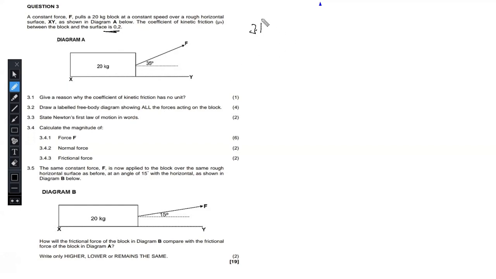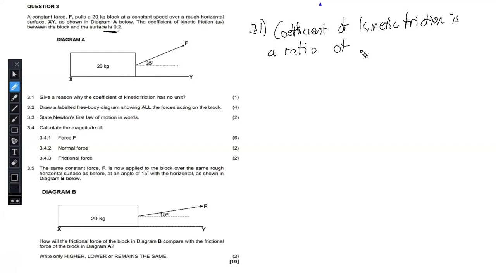Right. So, if we check here, our reason would be that the coefficient of kinetic friction is a ratio of two forces. And those two forces we are talking about are your kinetic friction and your normal force. So from Fk is equal to mu k times N, if we wanted to calculate the coefficient, we would say mu k is equal to Fk over N.